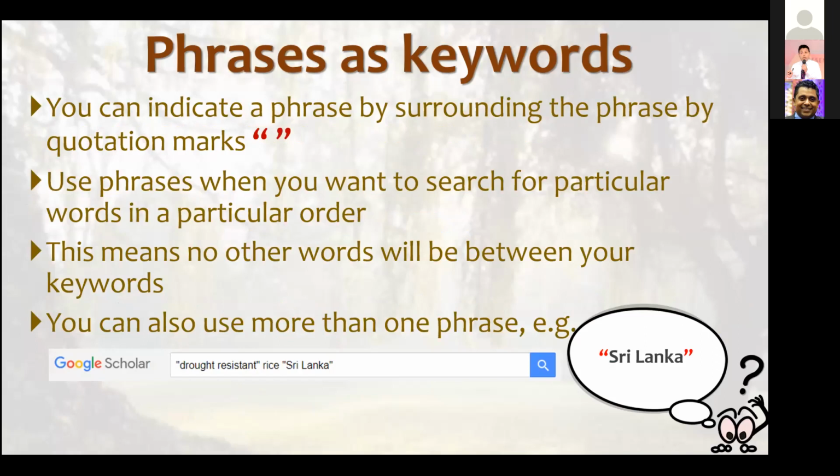When you put quotes, it will search for that exact phrase, as in the order that is given, right? Which means that there will be no other word between those keywords. So for example, "drought resistant" in quotes, it will look for drought resistant together, as we will see later.